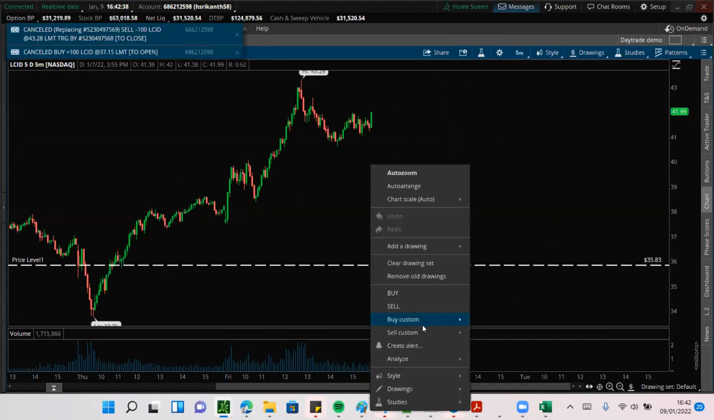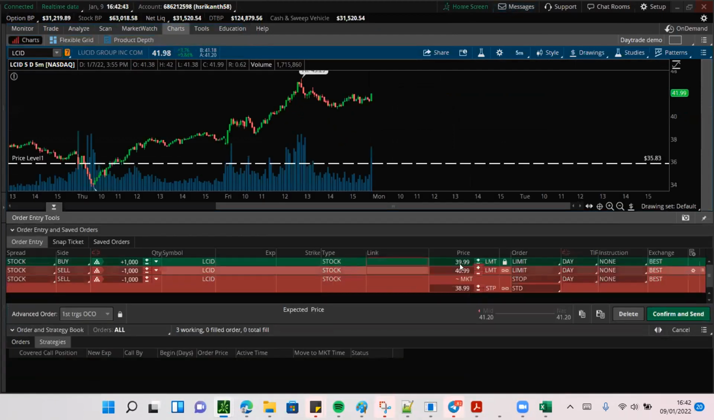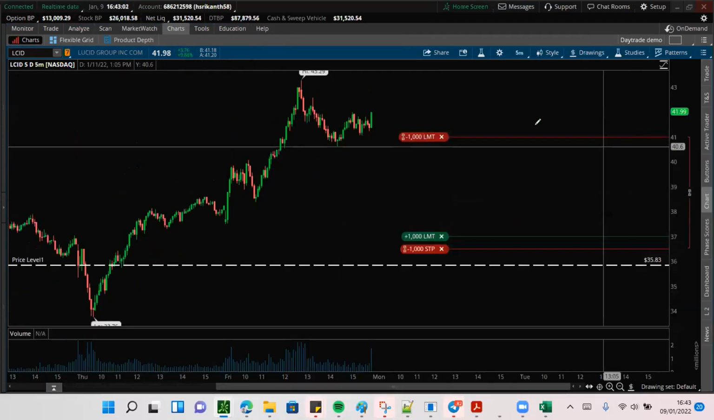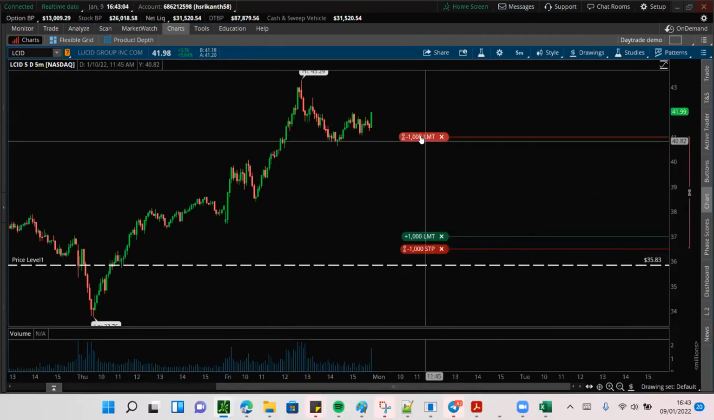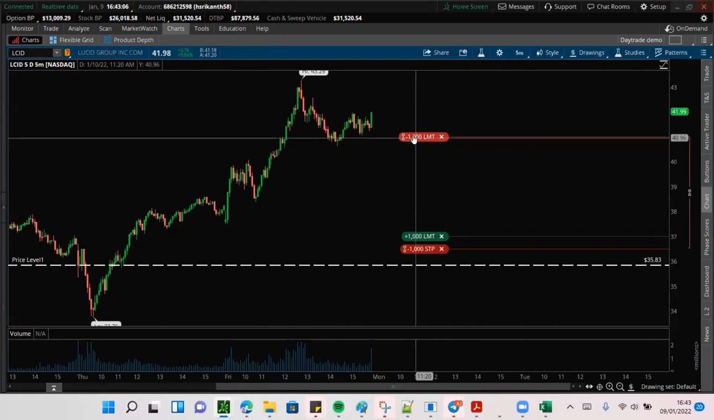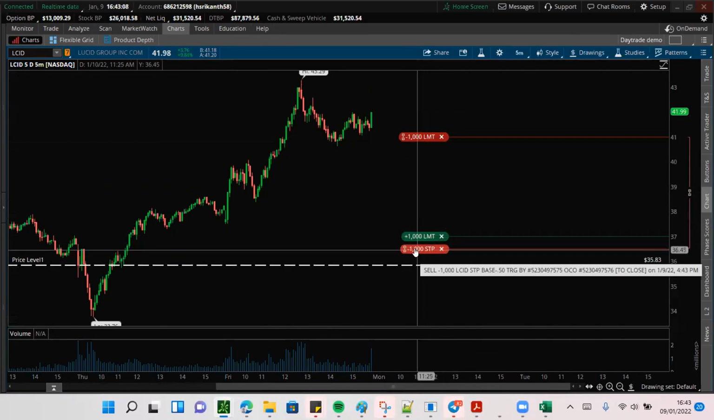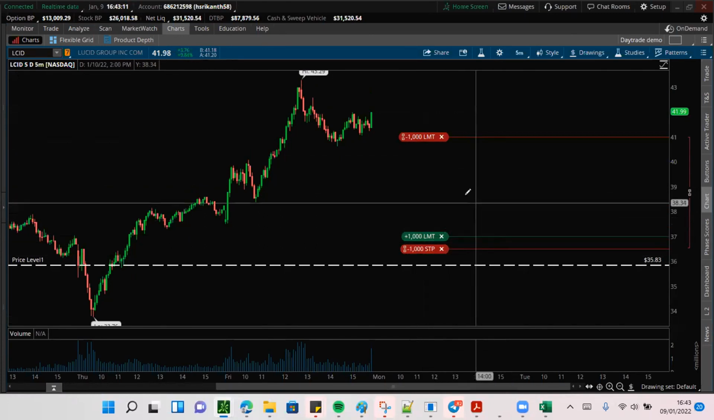Instead, you can try, most of the time, to go with buy custom with OCO bracket, and you mention I wanted to buy it at 37. I wanted to sell it at $41, and I wanted to exit my trade at $36 or below. Right? You can keep it even more. Confirmed. See, this is your buy order, this is your sell order, and this is your stop loss order. Okay, so now we tried this for the stock.